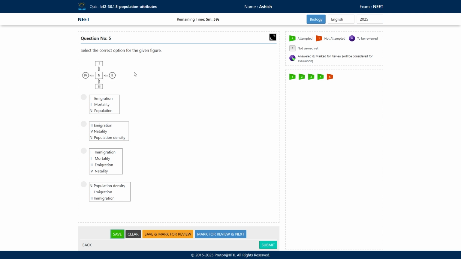Next one: you have to select the correct option from the given figure. This is a figure based question. You have these four options. You have to label this 1, 2, 3, and 4. Clear? And remember the direction also, where the arrows have been placed. So what will be the correct answer here?